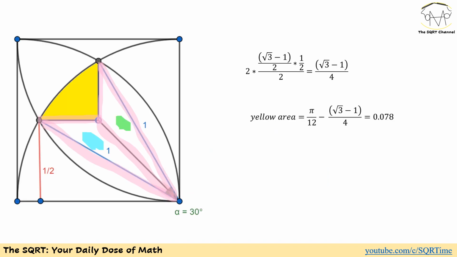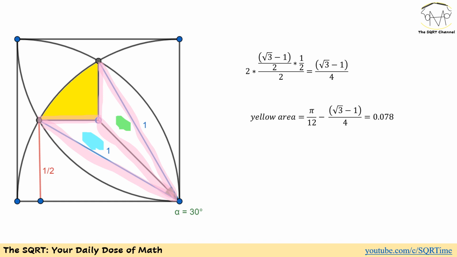Now we have two of those. We are going to multiply 2 by the area that we just found. We found the square root of 3 minus 1 over 2 times 1 over 2 over 2. We are going to multiply that by 2. It is going to be the square root of 3 minus 1 over 4.